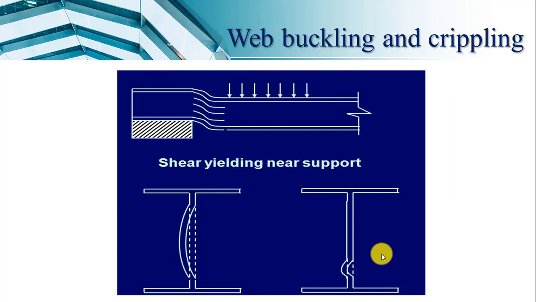As what we saw, the crushing of the web at the support. That crushing is nothing but web crippling, where only some portion of the web is getting buckled. That is called the crushing of the web, or web crippling. And when the complete web is getting buckled, then it is called web buckling. That overall buckling of the web is taking place, so it is referred to as web buckling.